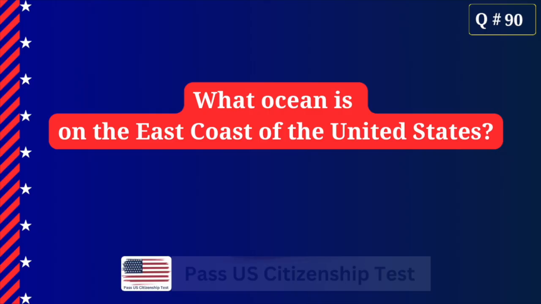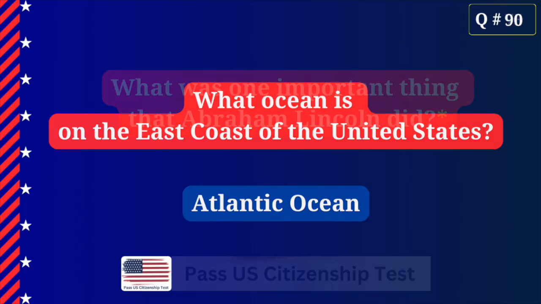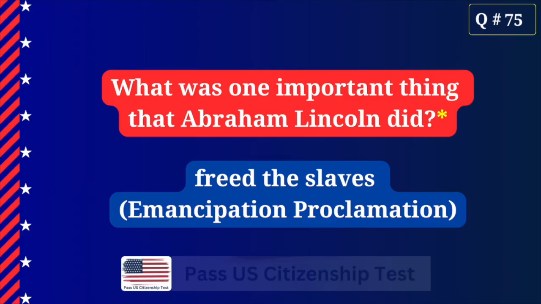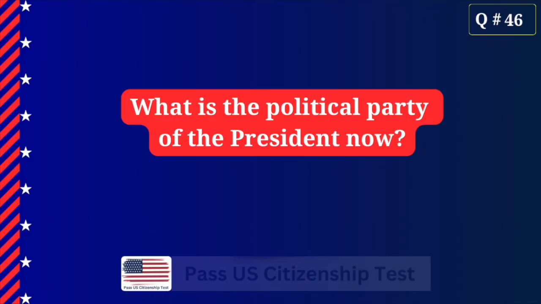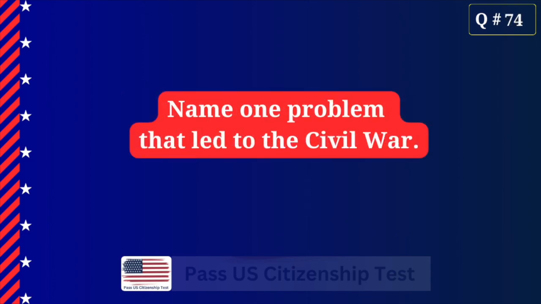What ocean is on the east coast of the United States? Atlantic Ocean. What was one important thing that Abraham Lincoln did? Freed the slaves. What is the political party of the president now? Republican. Name one problem that led to the Civil War. Slavery.